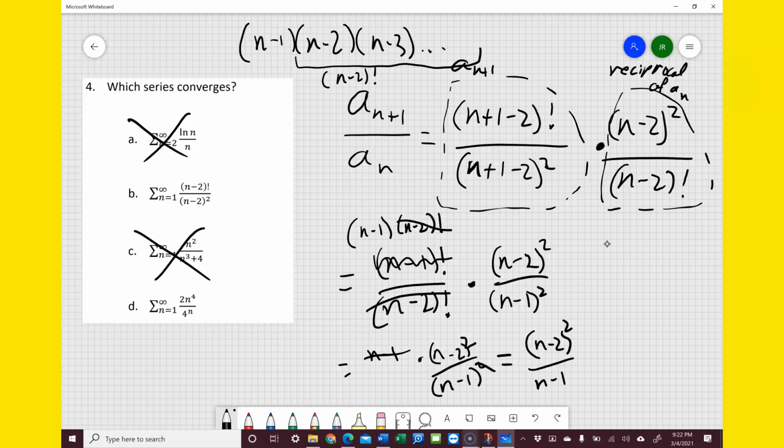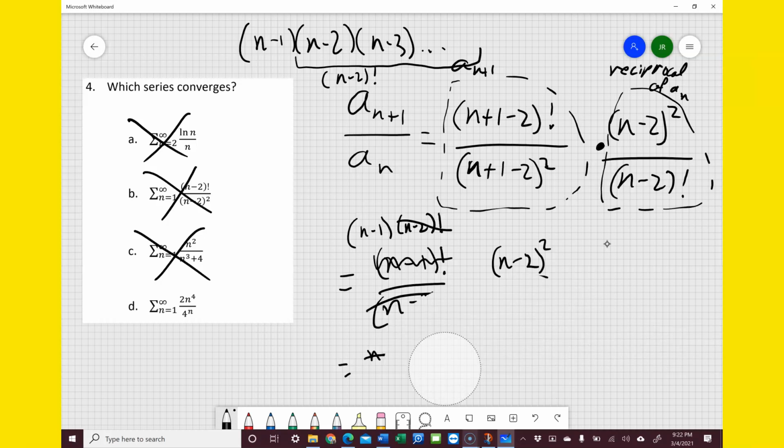Which, if we were to expand this out some, would be n squared and so on over n minus 1. And we can see that in this case the higher exponent is on top. So when n gets big, this is definitely not less than 1. This is going to go to infinity. This is definitely greater than 1. So therefore it does not converge. So it's not B. So I bet it's D.